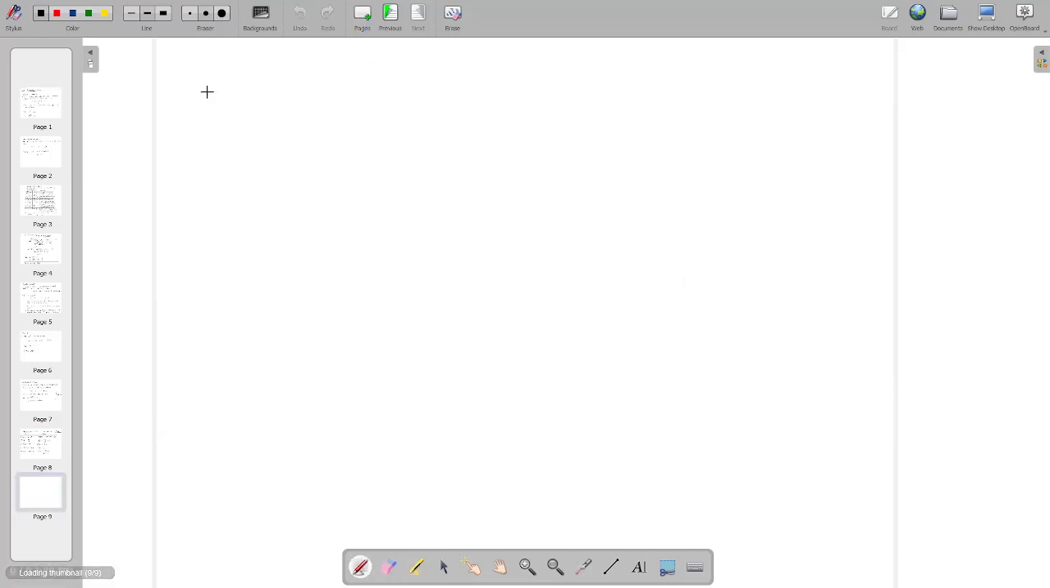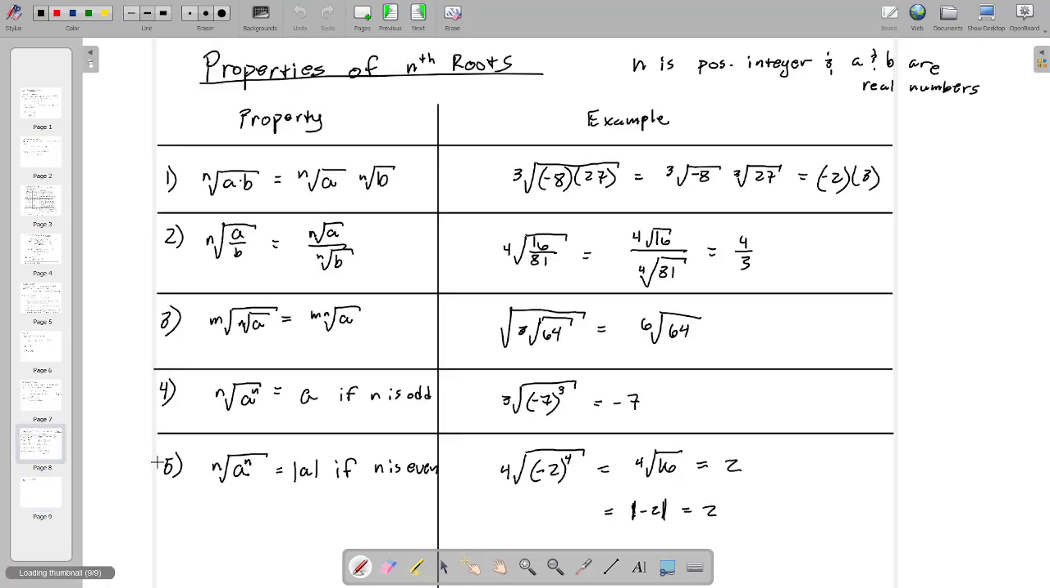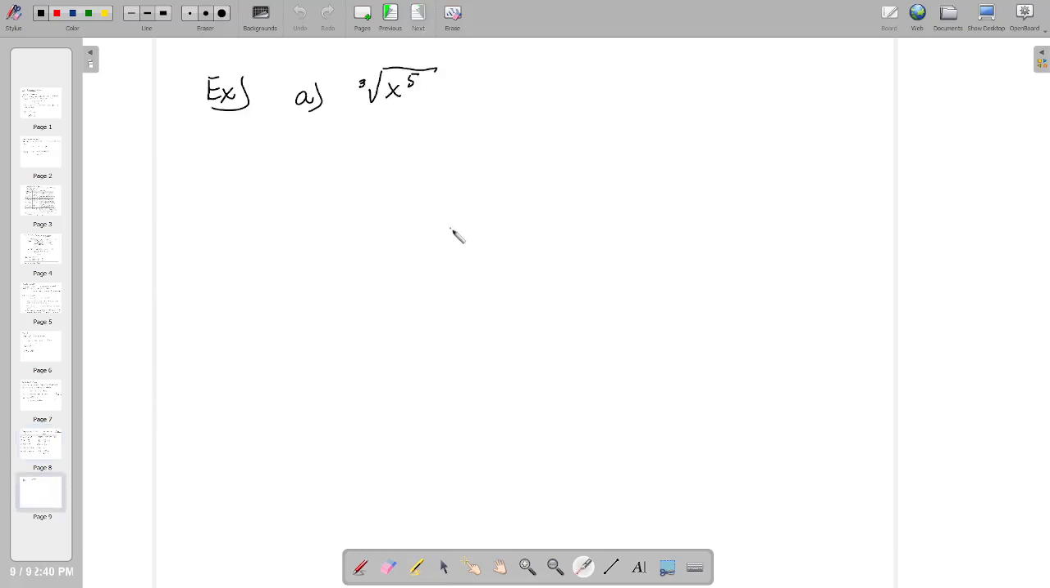Let's do an example. A, the cube root of x to the 5th. So when you see something like this, what you want to do is break it down using the properties. In this case, because we have the cube root, we're using property 4 and property 1. Now notice that n and n don't match. Our index and our exponent don't match in our problem. Our exponent is 5 and our index is 3. But we can break this up into x squared times x cubed.